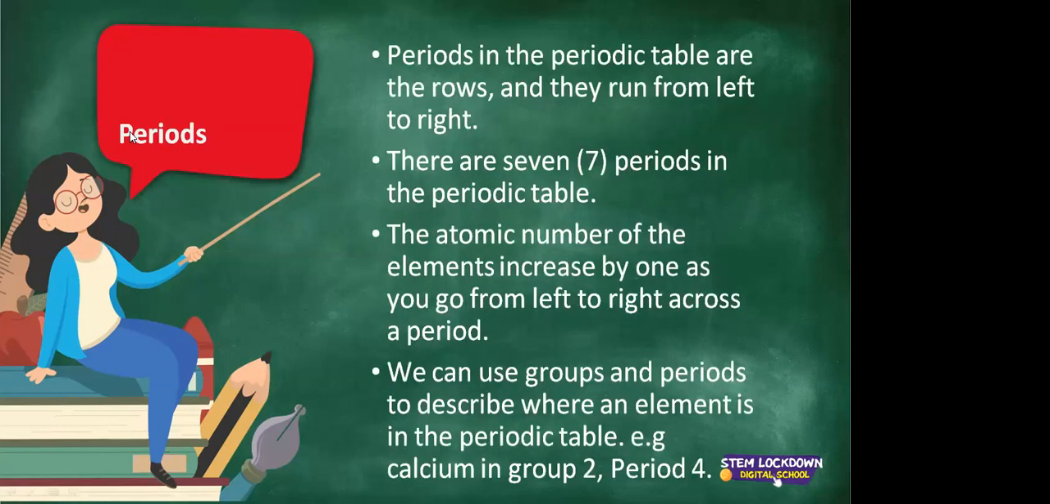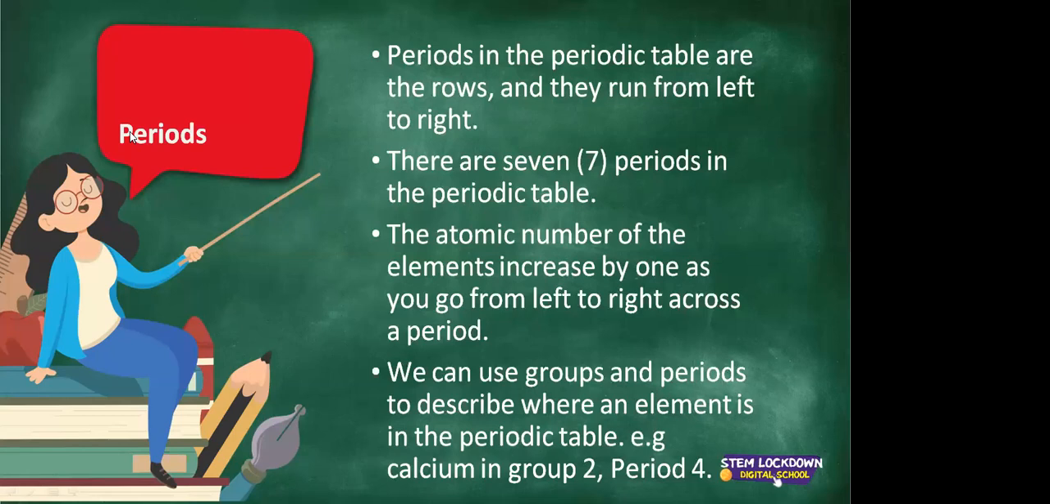So periods, we just discussed the group. We all know that we've got 18 groups in a periodic table, grade 9s. Don't forget that. 18 groups in a periodic table, and we have 7 periods. What are periods exactly, grade 9s? Periods in the periodic table are the rows, and they run from left to right.